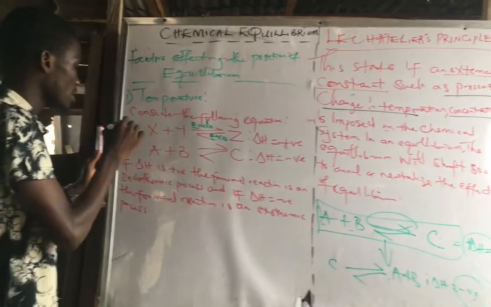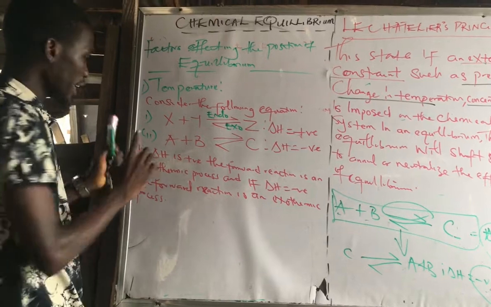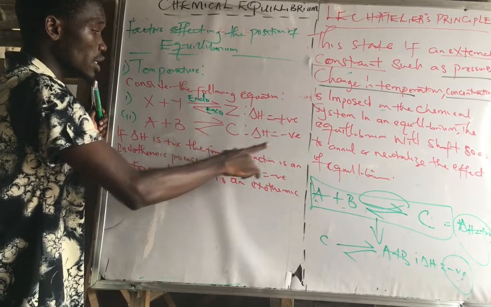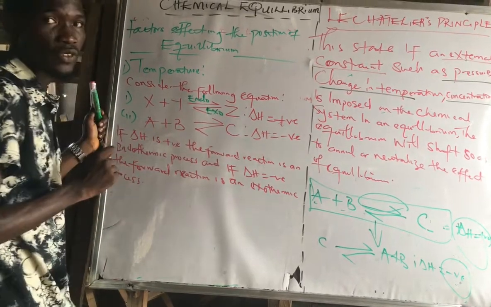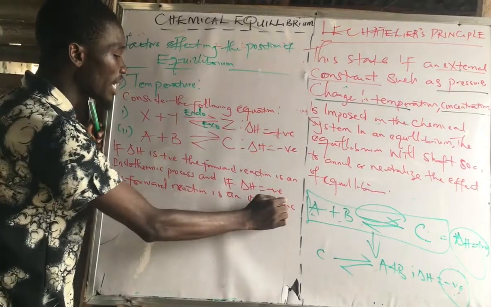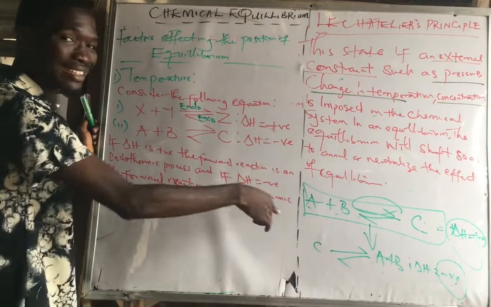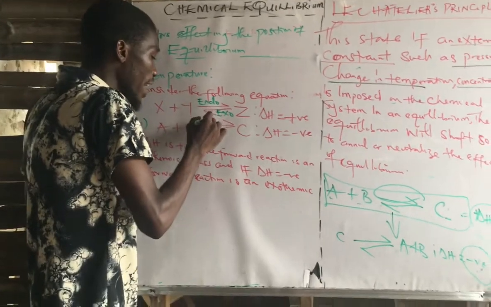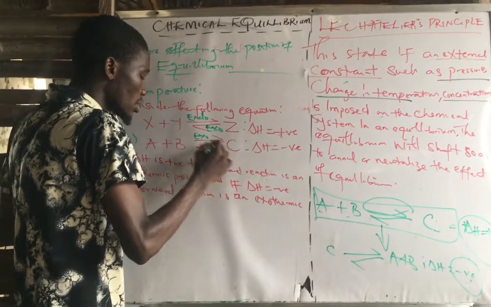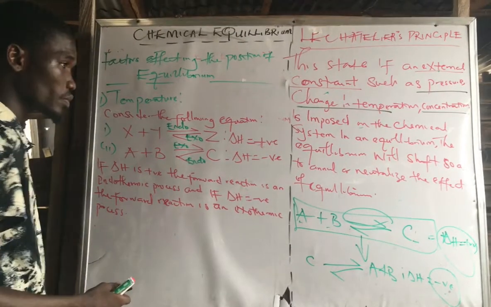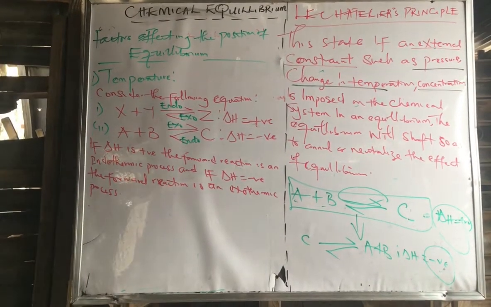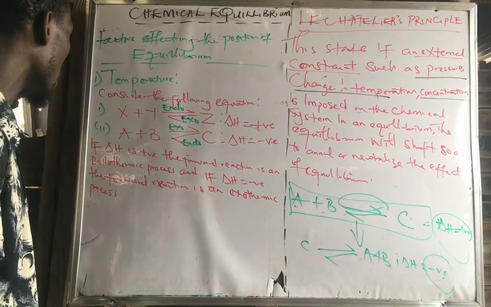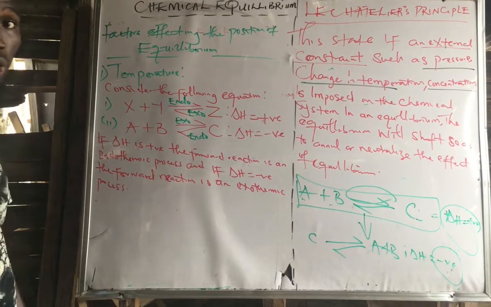So let's take a look at the second one now. A plus B, we have the reverse reaction arrows, C, change in H, we have a negative sign here. So if change in H is negative, the forward reaction is an exothermic process or reaction. For this you can see that I have exo, while for this I have endo. Are you with me now? So that is just a little explanation on what we mean by temperature.